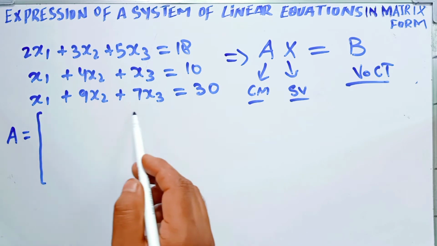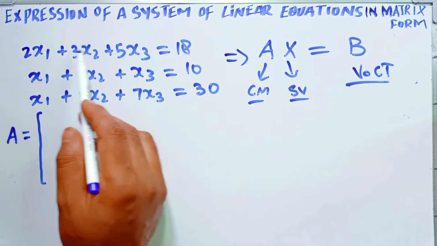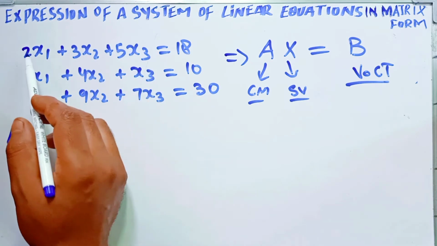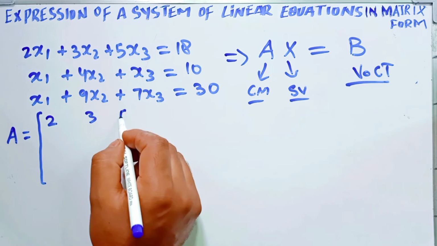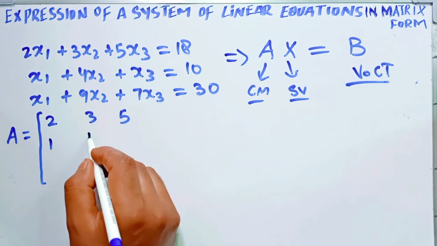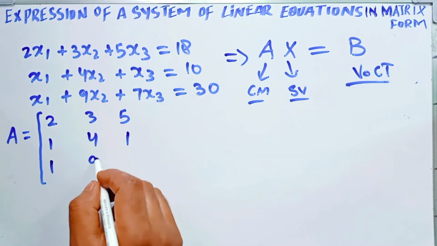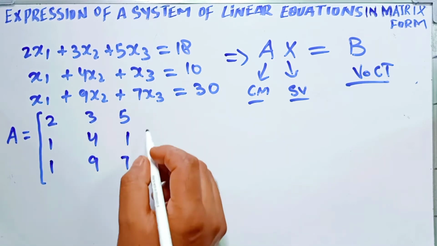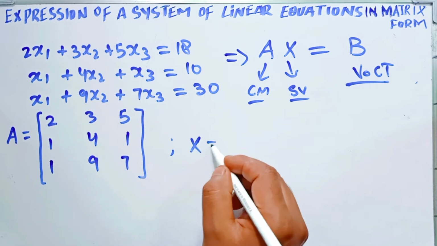Now the first row will give us the coefficients of these variables. The coefficient of x1 here is 2, here it is 3, here it is 5. Similarly, in the second row, the coefficient of x1 is 1, here the coefficient is 4, here it is 1. Similarly, here it is 1, 9, and here it is 7. So this is A.